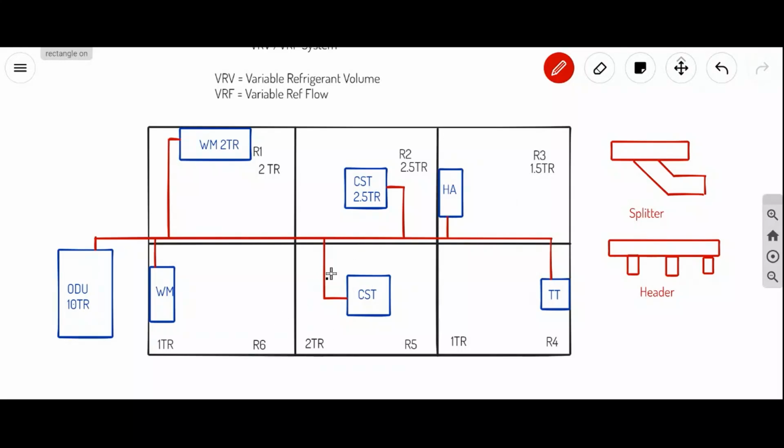So if you are in room 5 and you want 24 degrees centigrade as the room temperature, you can choose 24 degrees centigrade. Suppose you are in room 1 and you want 18 degrees centigrade, you can select 18 degrees centigrade. So this is the advantage of the VRV system. Hope it is clear, right? Right, sir. Okay, next.